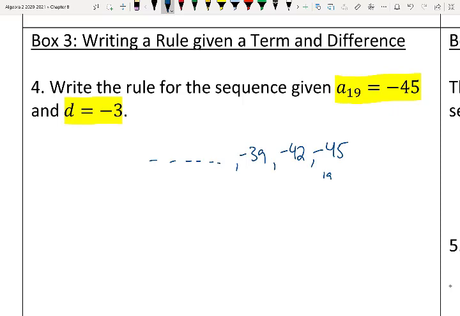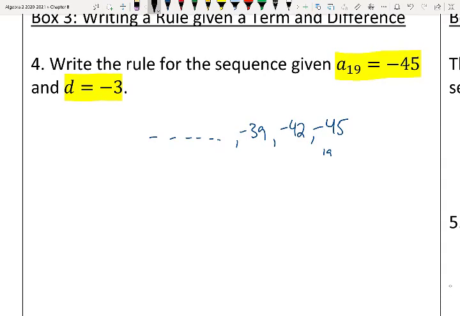If we know our equation should be a sub n equals dn plus a sub 0, we know we're trying to find d and a sub 0. We already have our common difference d. All we're looking for is a sub 0 to write our equation. So instead of making it overcomplicated and trying to work backwards 19 different terms in my sequence, what we can utilize is this other piece of information here. We know our common difference is negative 3, so we can put that into my equation for d.